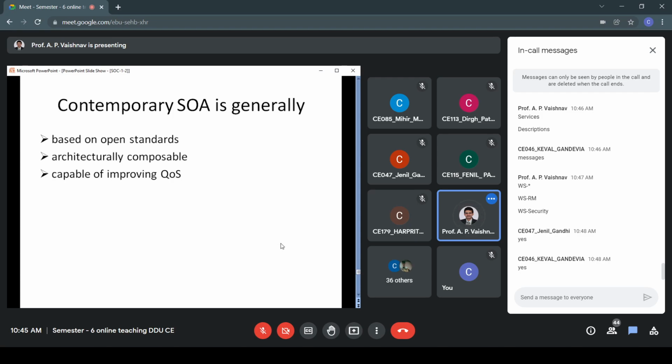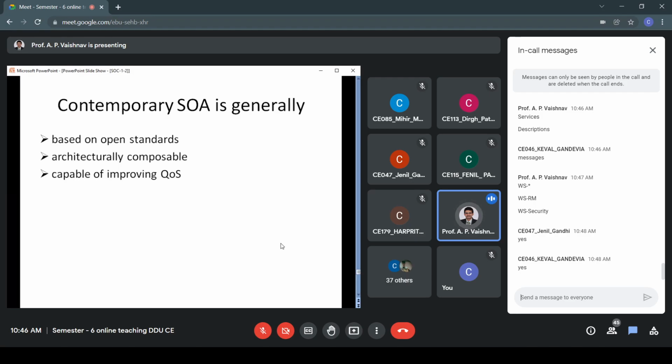Okay, so let us just revise the characteristics of this new version of SOA that is called contemporary SOA. It is based on open standards. We discussed that last time. We are using XML and XML schema, and those are open standards, so that is the base. Even SOAP and WSDL are also standards.